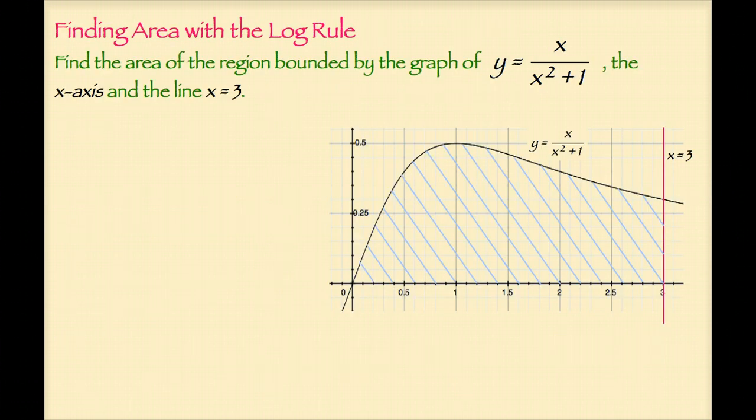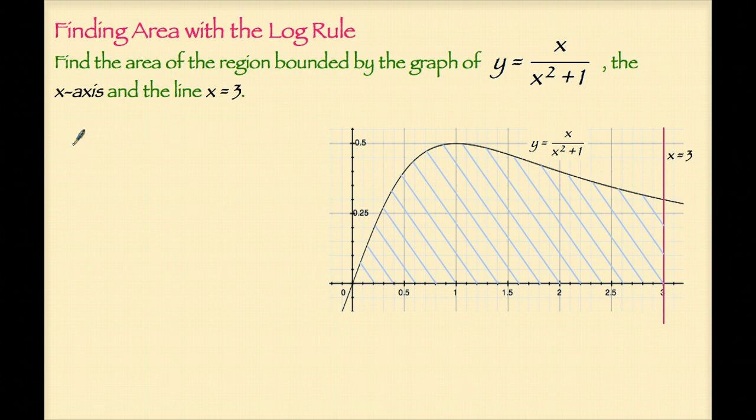In this example, we're going to use the log rule to find area under a curve. Our directions are: find the area of the region bounded by the graph of y equals x over x squared plus 1, the x-axis, and the line x equals 3. As you can see, I've included a diagram of that region here: the curve x over x squared plus 1, the x-axis, and the line x equals 3. Now, I did not need a left boundary because at 0 the curve crosses the x-axis, so 0 will be my left endpoint of integration.